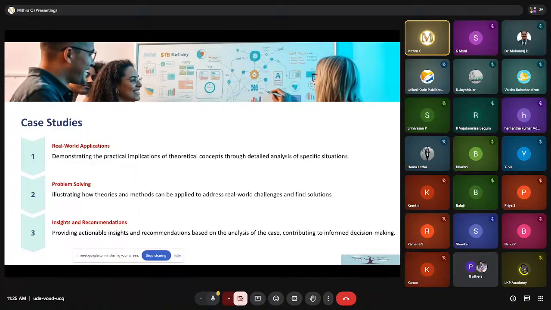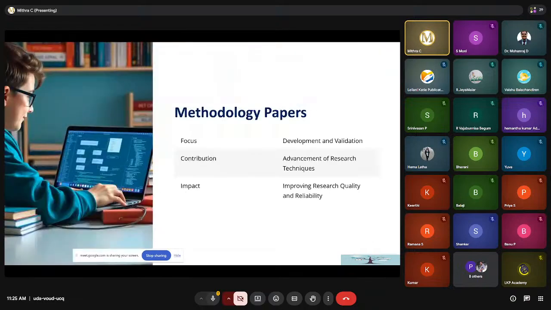Next thing is the case study. A case study is nothing but demonstrating the practical implications of theoretical statements. For example, if the theoretical statement is proved, we need to give a proper justification through a practical real-time example analysis. So how we can solve it, illustrating how theories and methods can be applied to real world problems, and based on which we can provide actionable and proper recommendations.